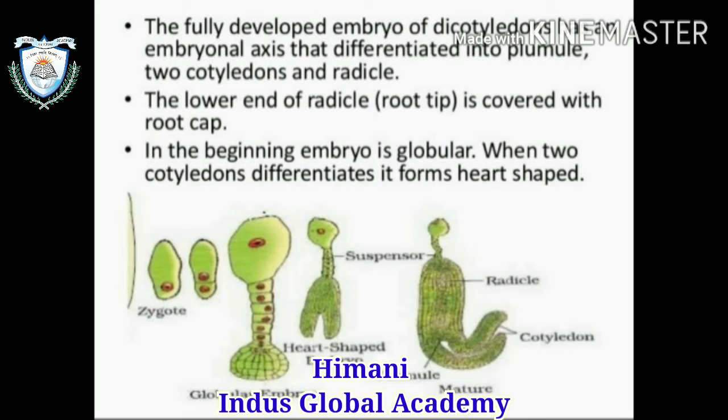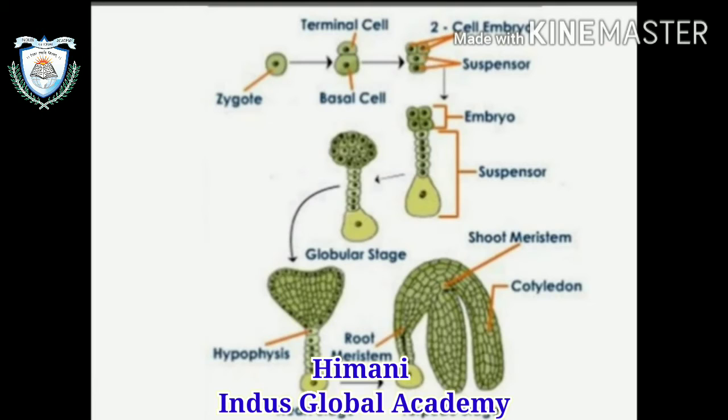The lower end of the radicle, or the root tip, is covered with the root cap. Root cap is the structure which protects the root from any injury in the soil. In the beginning, the embryo is globular. When the two cotyledons differentiate, it forms a heart-shaped structure. You can see in the picture.